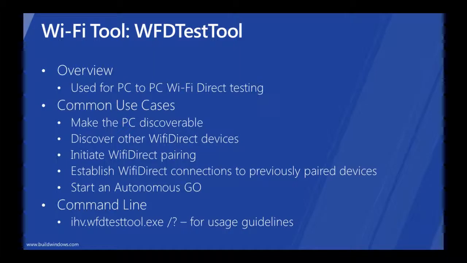Since most of the Wi-Fi Direct APIs are not public, this tool really provides you access to the low-level Wi-Fi Direct functionality, which helps a lot in testing Wi-Fi Direct. Simply, you can use ihp.wifi-direct-test-tool.exe with certain options that you can explore using the help.